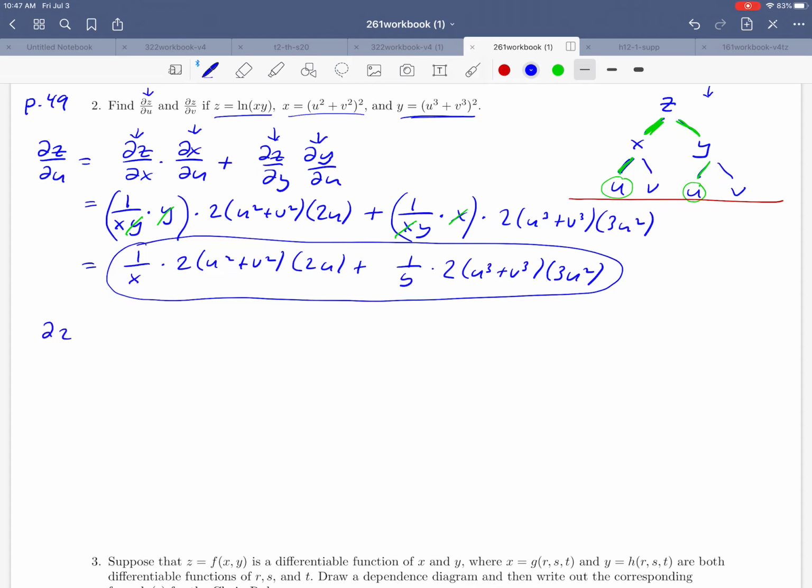So what about the derivative of z with respect to v? That's the other thing that we wanted. Going back to our diagram, I'm going to use red to highlight the paths this time. We want to find all the paths that go from z to v. There are a couple of v's sitting down here. The first path is going to take us from z to x and then from x to v. In terms of derivatives, it's going to be partial z partial x times partial x partial v. Then the next path down to v is going to go partial z partial y times partial y partial v.